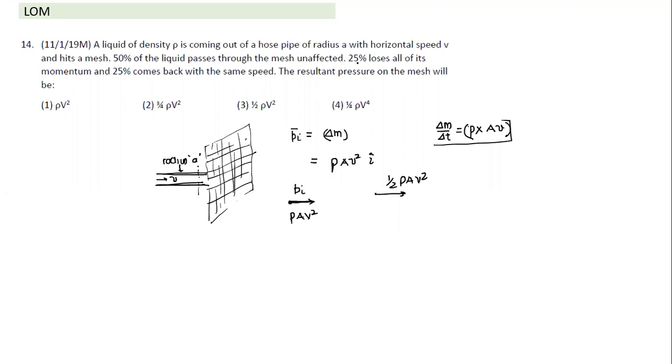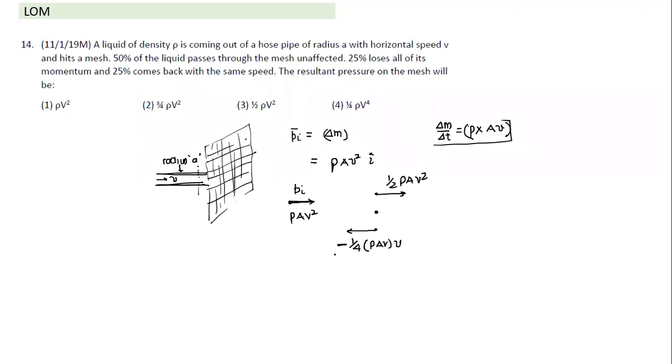What about 25%? That doesn't matter, sir, because this momentum becomes 0. So some part has this momentum, some part has 0 momentum, and the remaining part comes back with the same speed. So what is the mass we have to take? 1/4 of the initial mass, 25%. Rho AV is the mass. And velocity, it comes back with the same speed, so I'm writing the V here. Had it been coming with a different speed, I would write a different velocity. Which direction? This is negative.